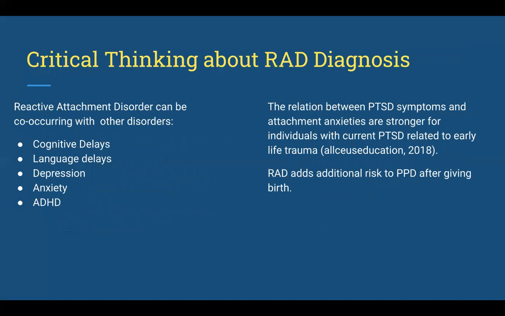Critical thinking in terms of reactive attachment disorder, how it becomes a diagnosis, and the effects it has are pretty logical. The child's brain doesn't have an opportunity to form a healthy attachment, a lack of trust, trauma, and so instead reacts negatively towards things that seem helpful and often loving. Co-occurring disorders that are often diagnosed with RAD include cognitive delays, language delays, depression, anxiety, and ADHD. A study completed by All CEUs Counseling Education found that the relation between PTSD symptoms and attachment anxieties tends to be stronger with individuals who have a current PTSD diagnosis that relates to early life trauma. It is also found that people who have a RAD diagnosis are at an additional risk for postpartum depression in their adult years. And that is what I've got.